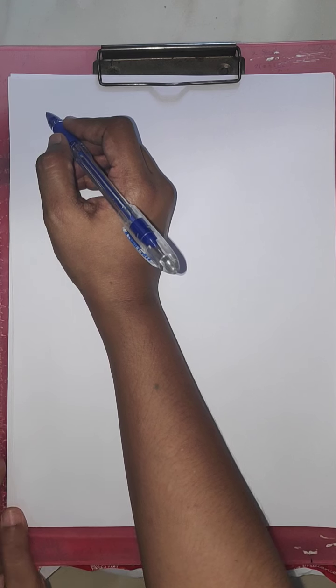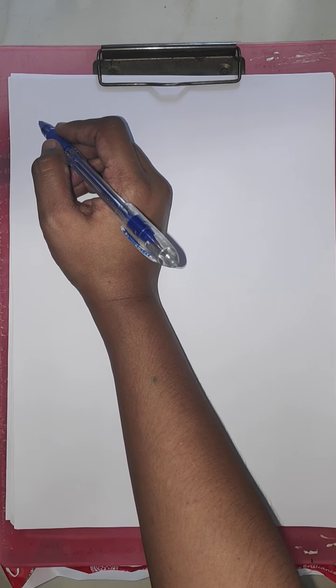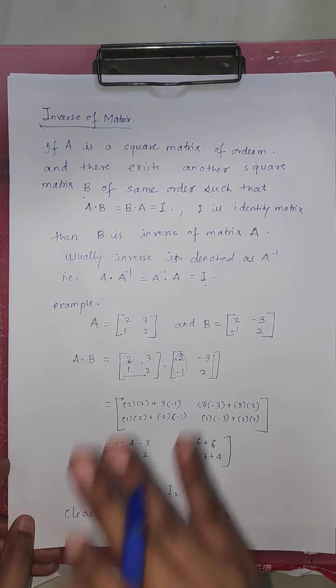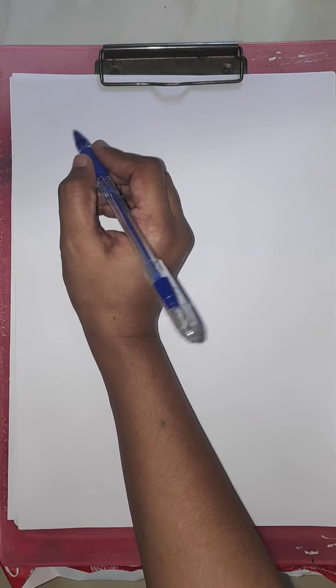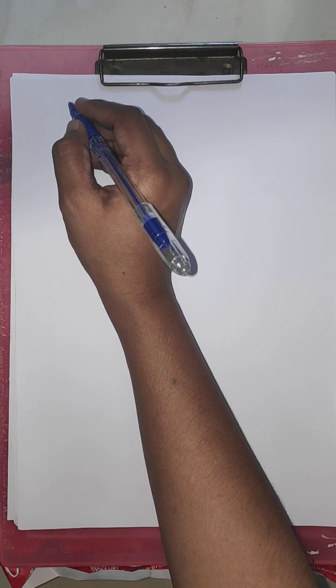Now we will see how to find the inverse of any matrix. Earlier we had seen the definition of the inverse of a matrix, what the inverse of a matrix is. This is clear. Now we will see how to find the inverse of a matrix. So there are two methods: elementary transformation method and adjoint method.